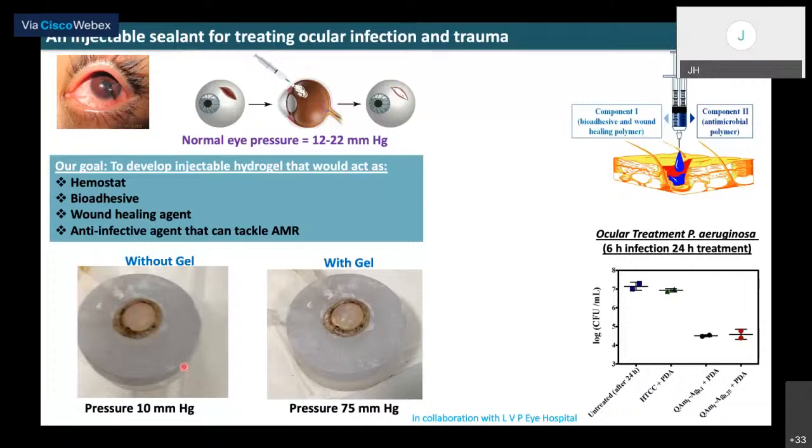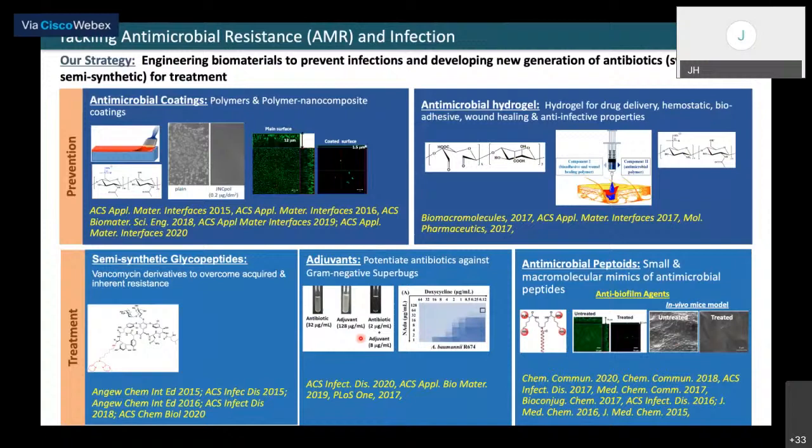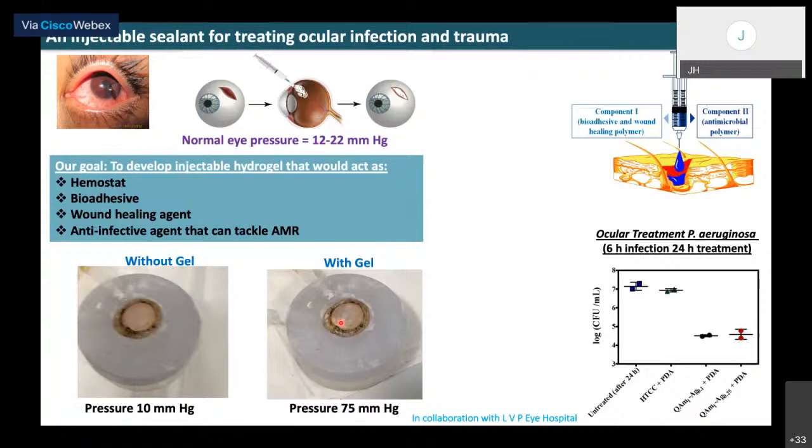This is where the human cornea has been taken. It won't play, but you can trust me that we took a cornea, injured it, and then put our gel on it, and we could see that it can hold even up to 70 mm of mercury, which is much higher than the normal eye pressure. But with a similar injury on another cornea without the gel, it cannot hold even 10 mm of mercury. Everything leaks out, and that creates a problem.